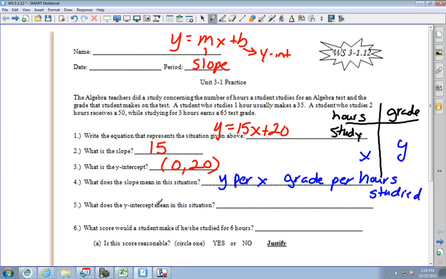What does the y-intercept mean in this situation? The y-intercept is 0, 20. That means that if you don't study at all, they predict that you will get a 20 on the test just by maybe what you learned in class.